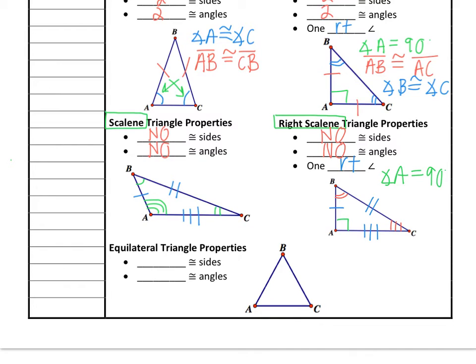So, scalene right triangle. It's scalene in that none of the sides and none of their angles are equal, but the right part of it means that we are going to have that right angle that we have down here. And our last one, equilateral triangle.